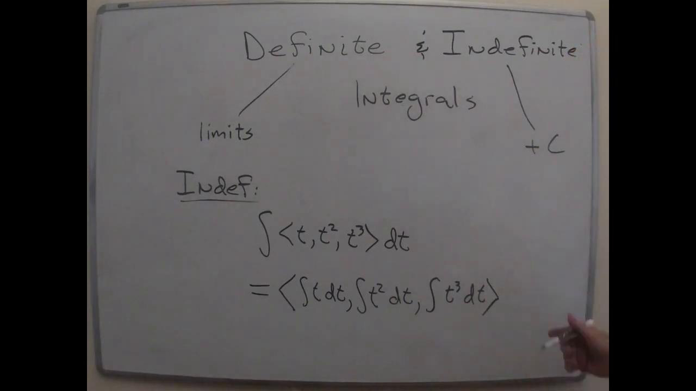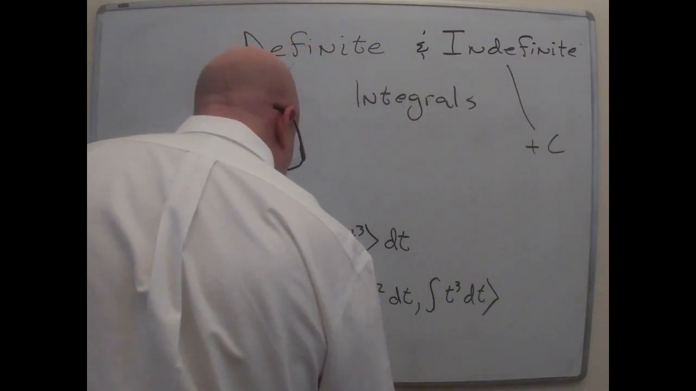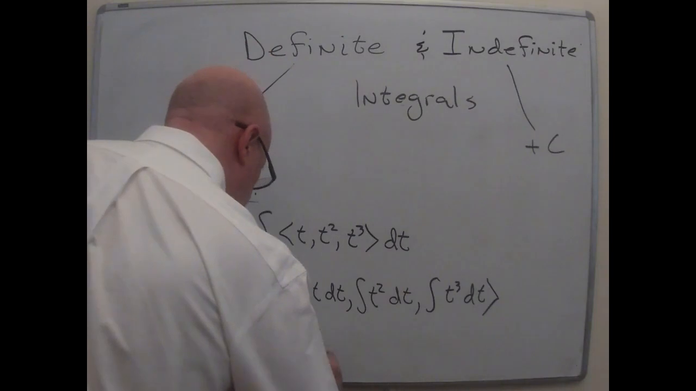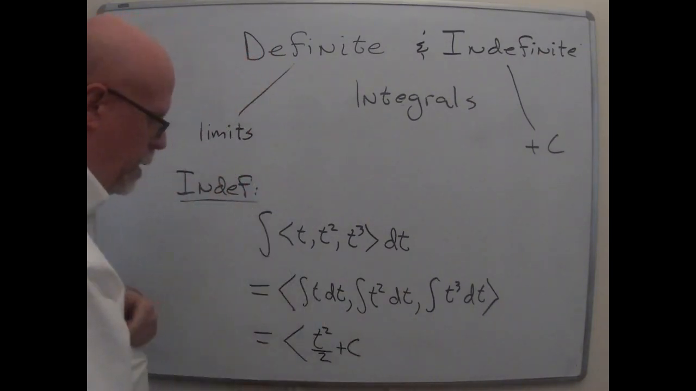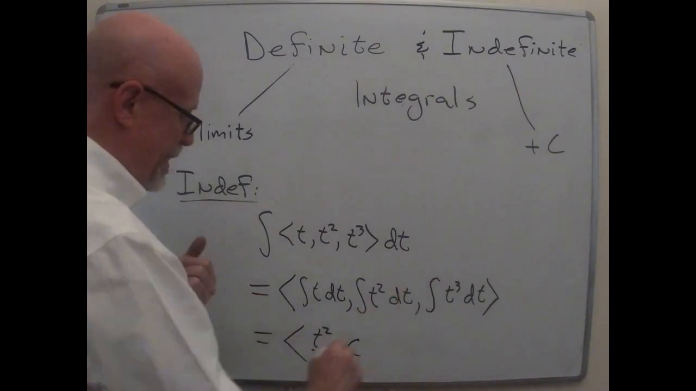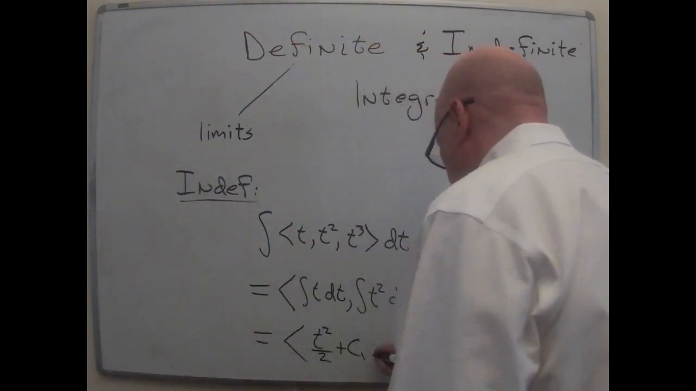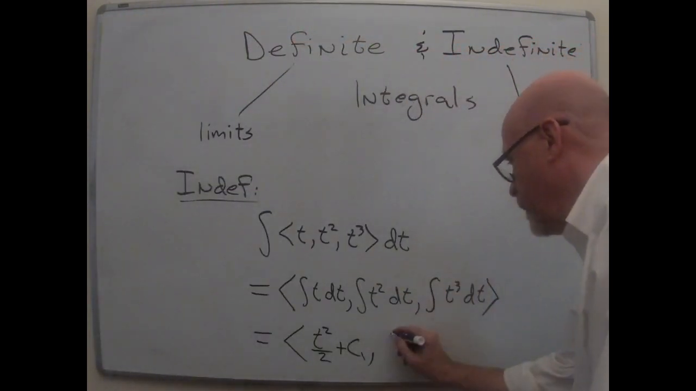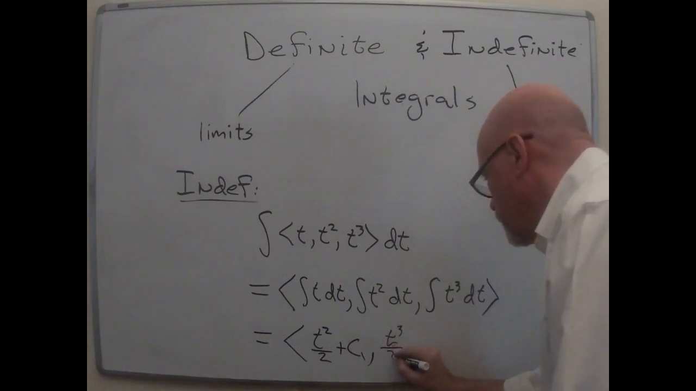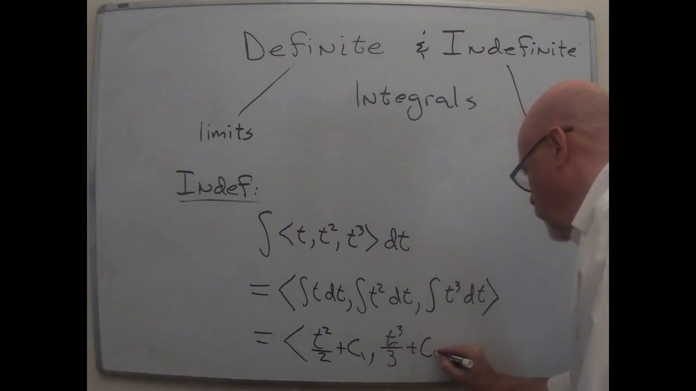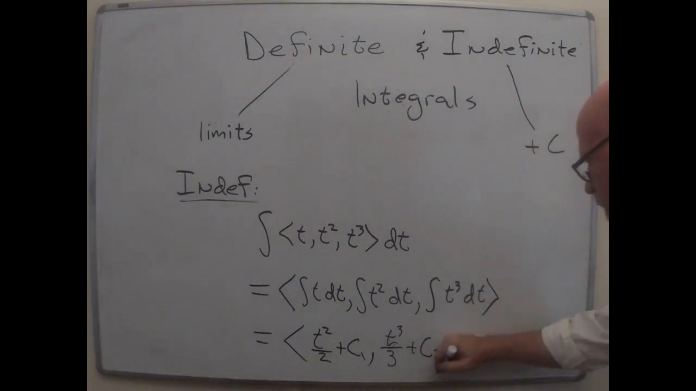And that's easy enough to do. What do you get then? In the first component, you get p squared over 2 plus a constant. I'm going to get constants in the other ones too, so let's call this one c1. Next, we're going to get t cubed over 3 is the integral, and it has its constant, c2. And finally, t to the 4th over 4. Oh, it's not a plus, sorry, it's a comma.